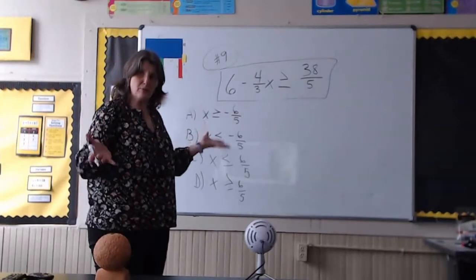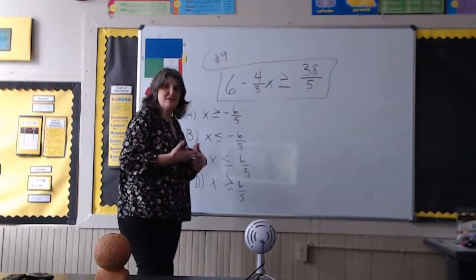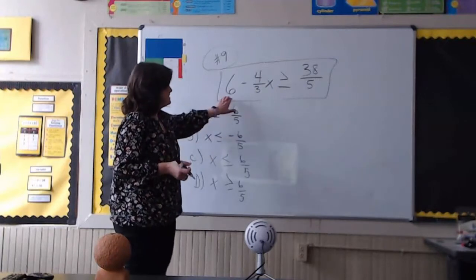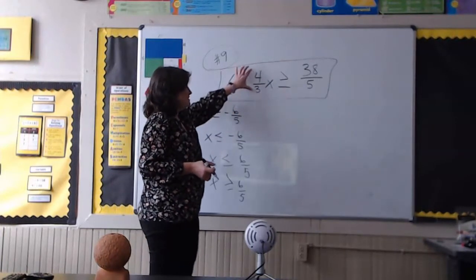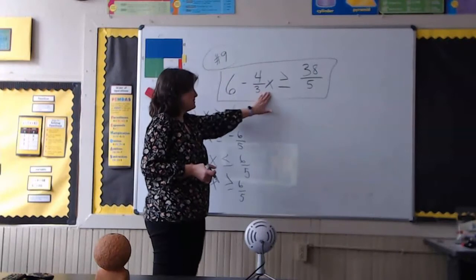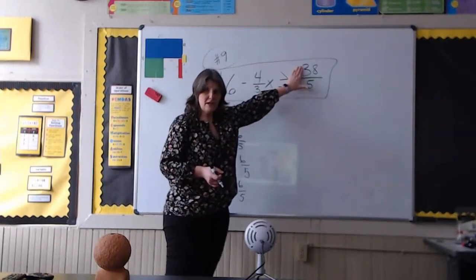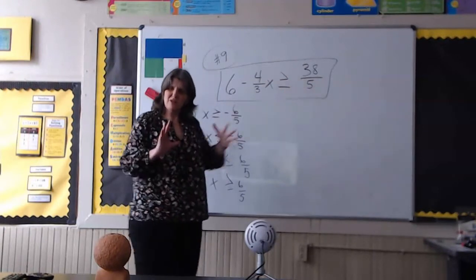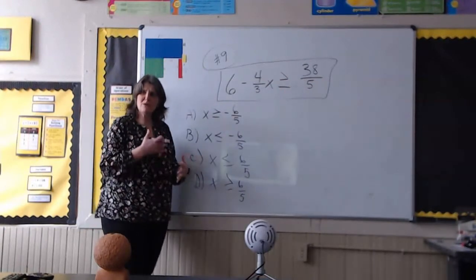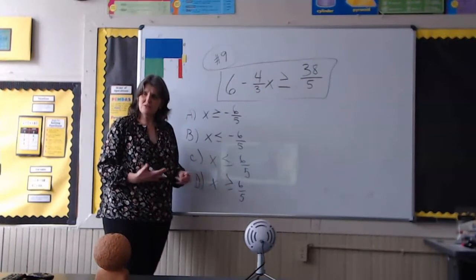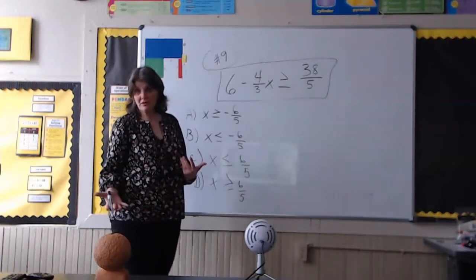Okay, so let's look at our problem here. Our problem says, if we just read it, 6 minus 4/3 times x is greater than or equal to 38/5. Let's see if we can eliminate some of these answer choices by just using our estimating skills to figure out what this answer could be and what it couldn't be.